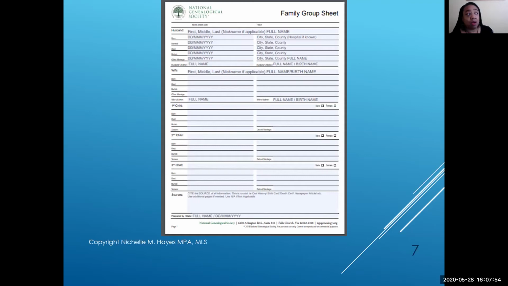And then if you know what hospital that particular person was born in, or maybe that person was born at someone's home, you would note that as well. And then if you need additional sheets because you have additional children, feel free to do that. That's very important to capture the entire family.